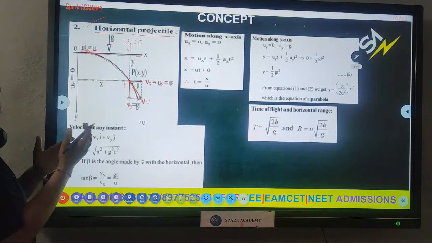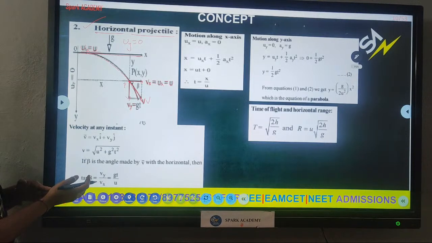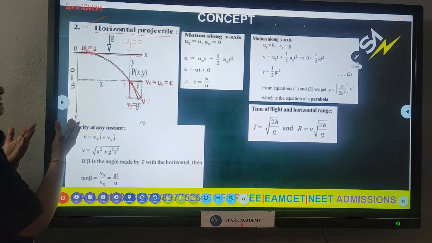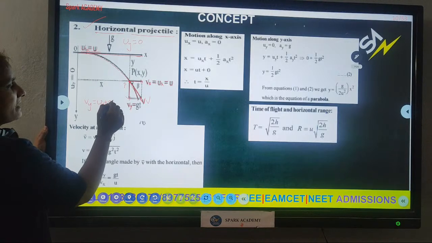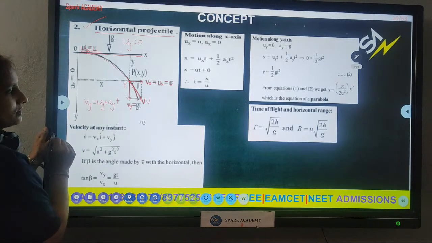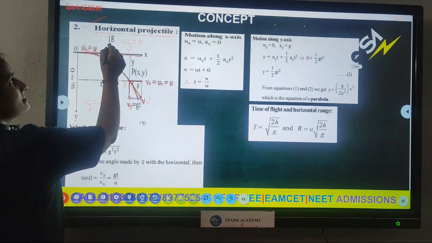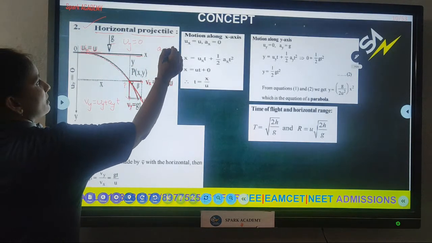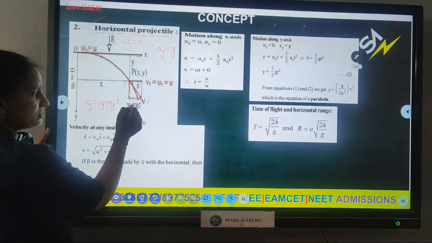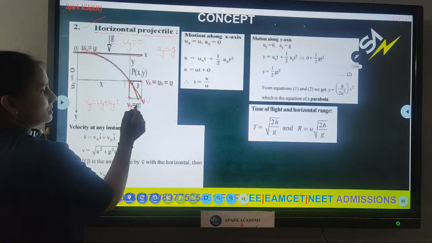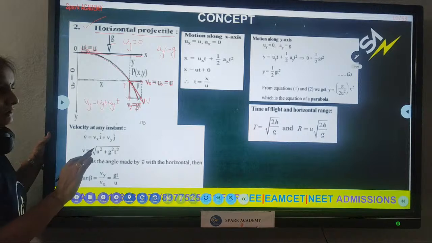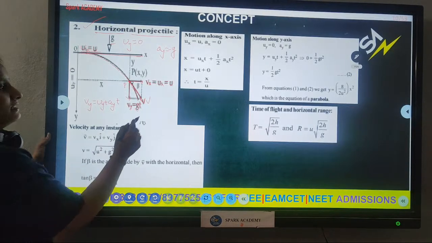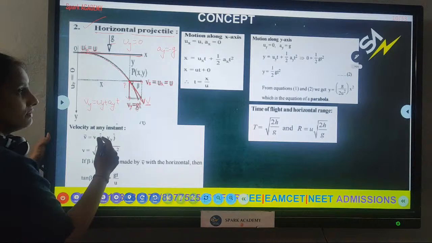So after some time, at a particular point, it is determined by the gravitational force. There is no initial velocity uy, so by using this equation, Vy is equal to uy plus ay into t. Here ay is g, we can write it as minus g, so the magnitude is g. So at any point, by following the parallelogram of vector addition, we can find the resultant velocity and we can find the direction.